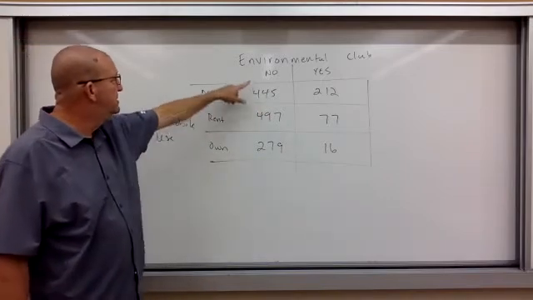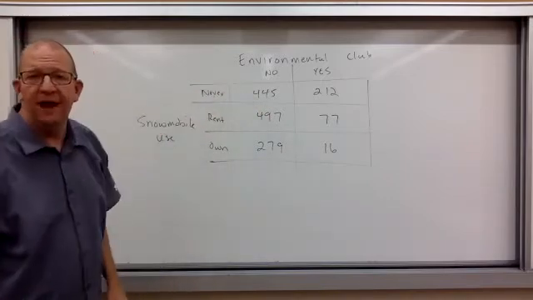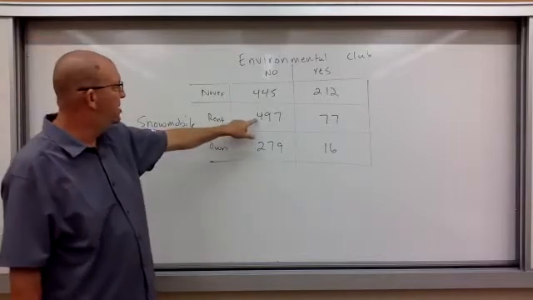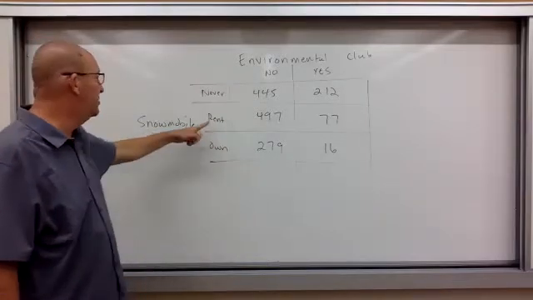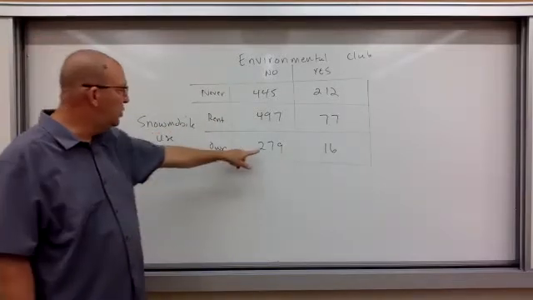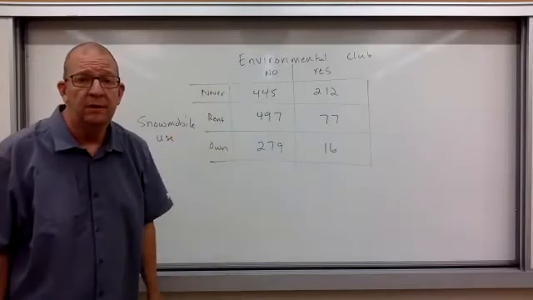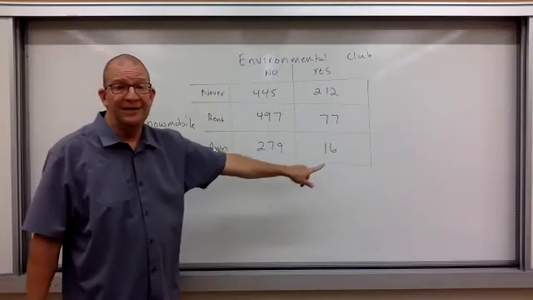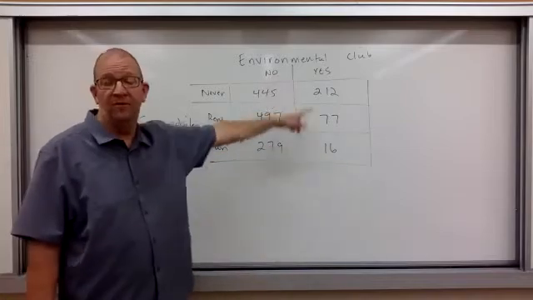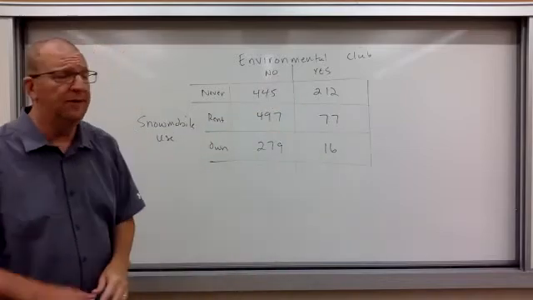445 people said no to environmental club, never to the snowmobile. 497 said no to the environmental club, but they rent. And 279 said no to the environmental club and they own. Compared to 16 who are a member of the environmental club and own the snowmobile.